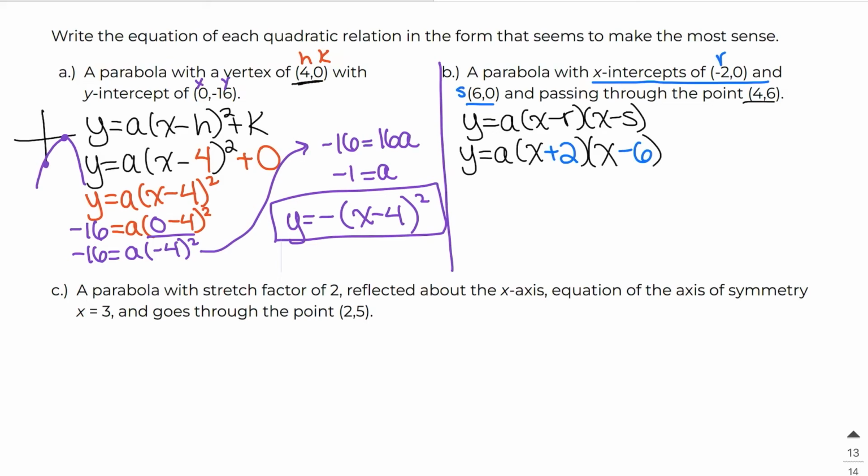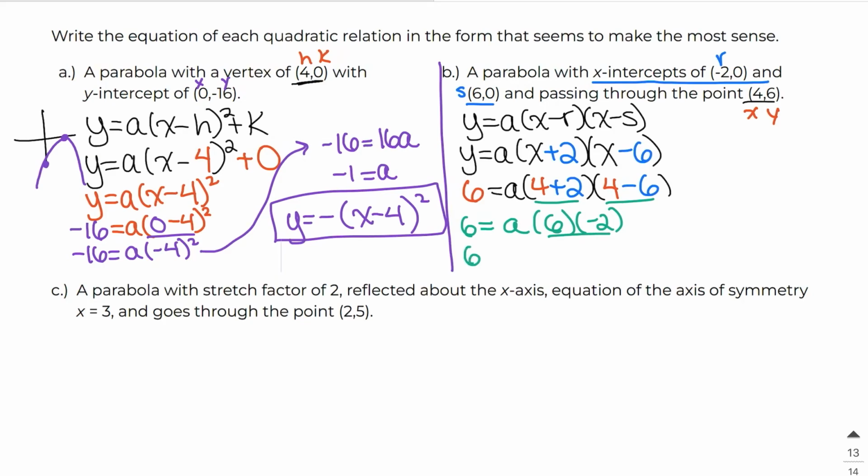And then I can just plug in this information right here. I'll do this quickly because we've done several examples of this by now. This is x, this is y. So I'm going to say 6 equals a times 4 plus 2 times 4 minus 6. And then I'm just going to go ahead and evaluate. So 4 plus 2 is 6. 4 minus 6 is negative 2. I've got a 6 here and an a here. 6 times negative 2 is negative 12. So I get negative 12a.